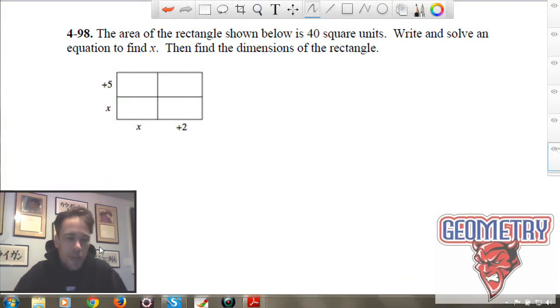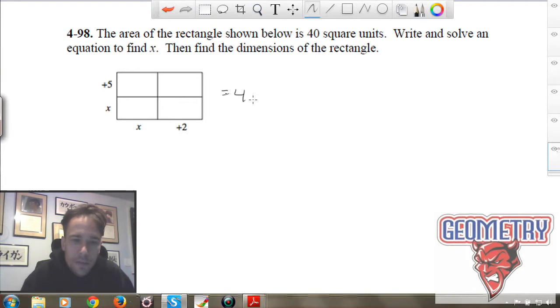Okay, this is regular geometry, unit 4, number 98. The area of the rectangle shown is 40 square units. So the area of that rectangle is 40. Write and solve an equation to find x and find the dimensions of the rectangle.